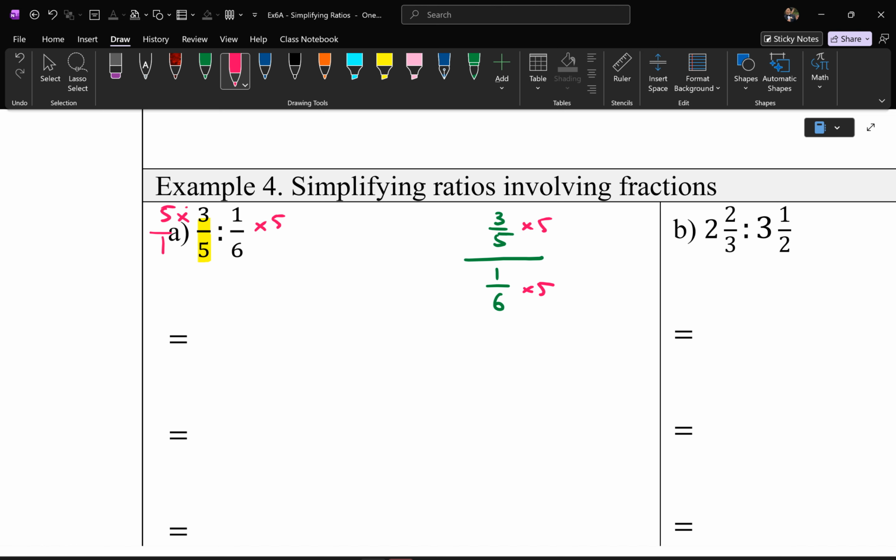And how many 5s fit in 5 here? It's also 1. So in a way, it cancels out to be 1. So you end up with 3 over 2. Now 5 times 1 over 6 gives you 5 over 6.